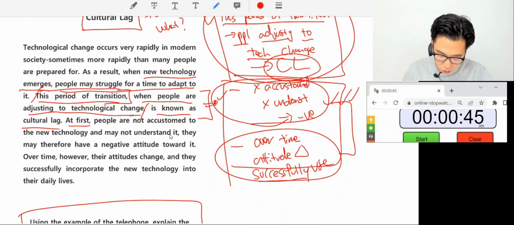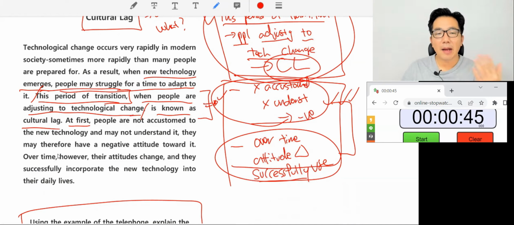At first, during the cultural lag, people are not accustomed to the new technology, meaning not used to it. You can paraphrase, of course. They are not used to it. It's very new, so they don't know, right? They are not accustomed to it and may not understand it. Same thing in this context. So therefore, they have a negative attitude towards it. So that's the first part of the detail. Okay, not accustomed to it. So they have a negative attitude about the new technology. They don't understand it. Okay, yeah. You could have paraphrased, just not used to, right? And don't know. So they have a negative attitude about this new technology.